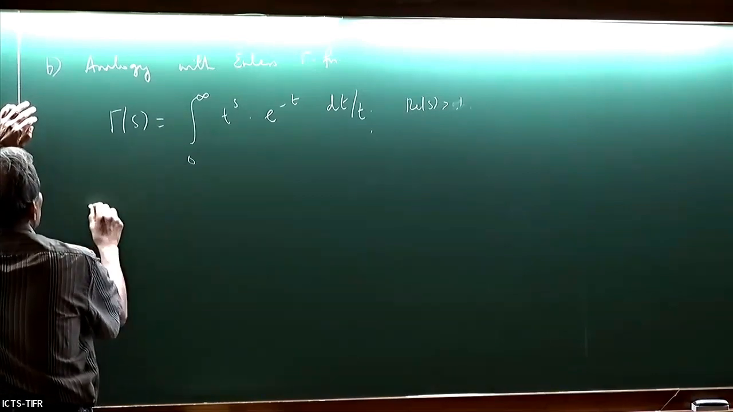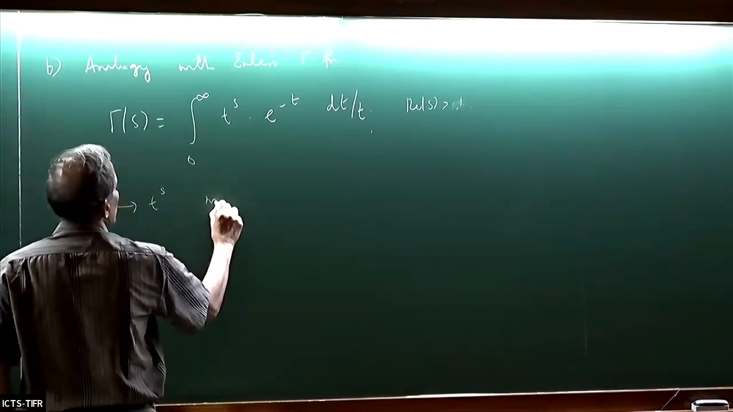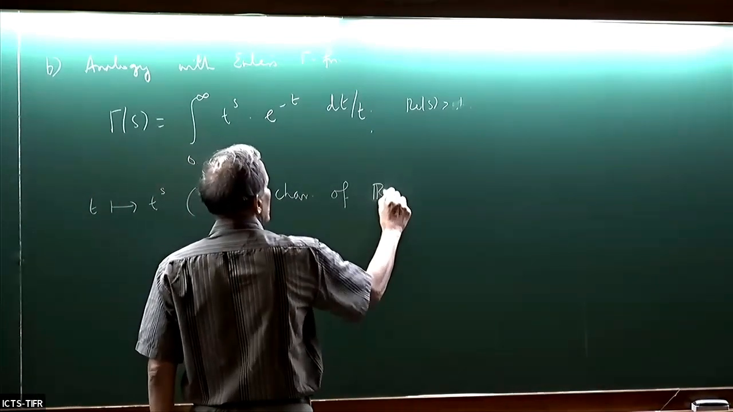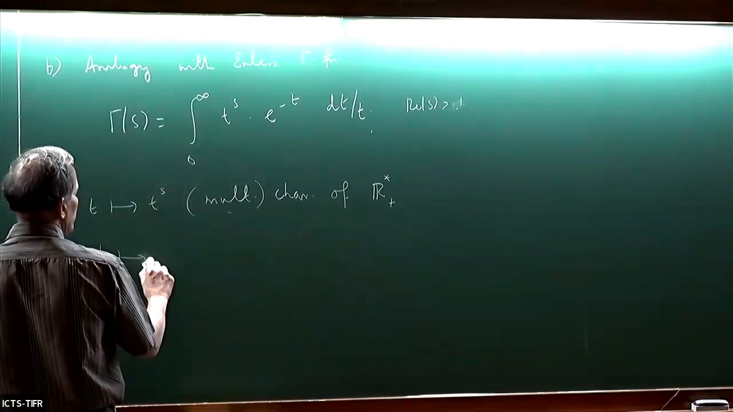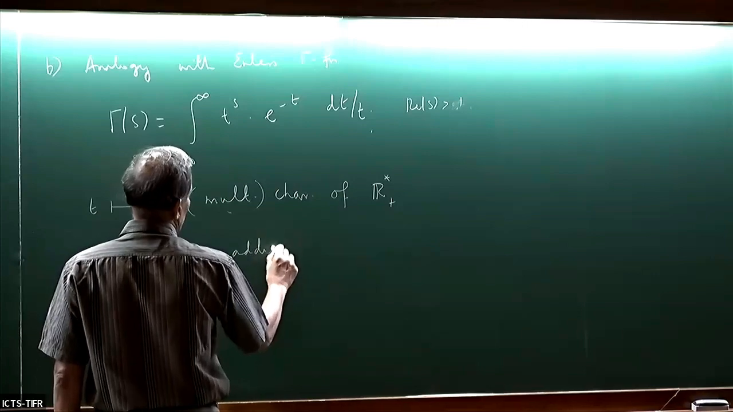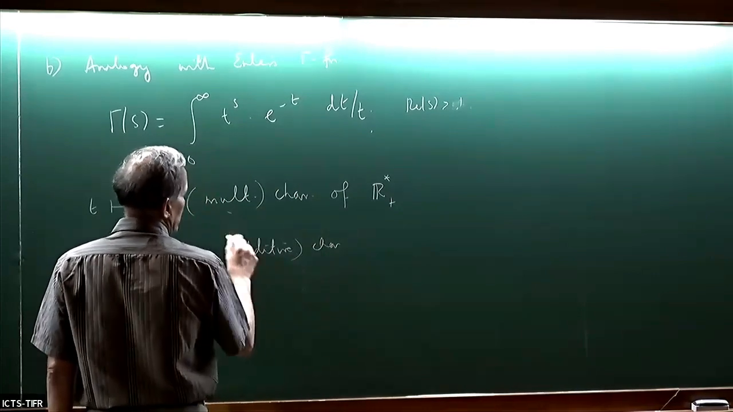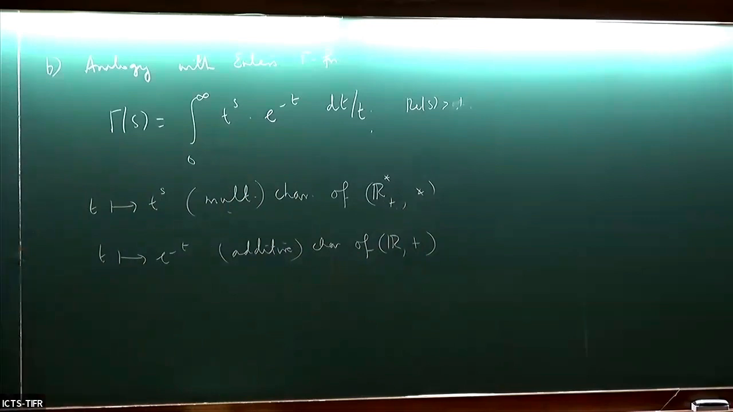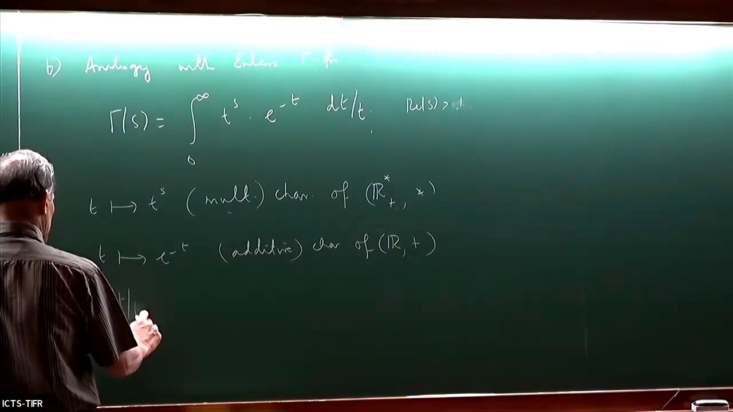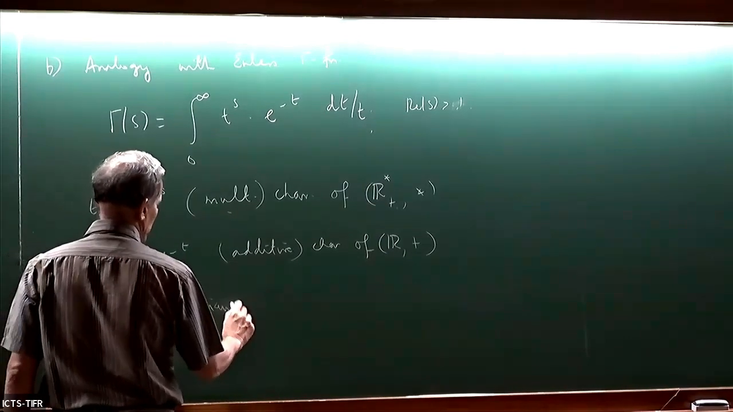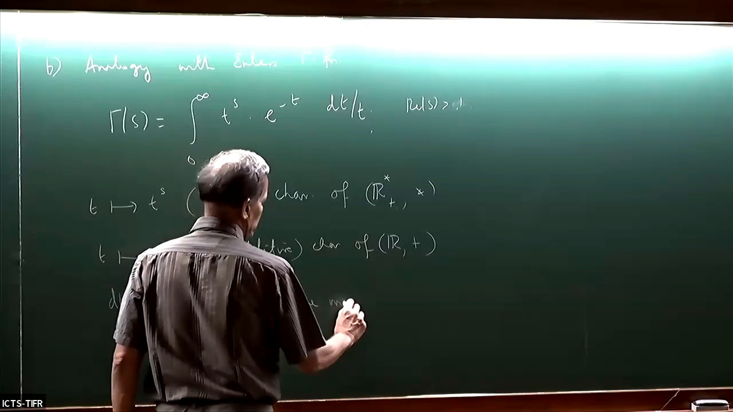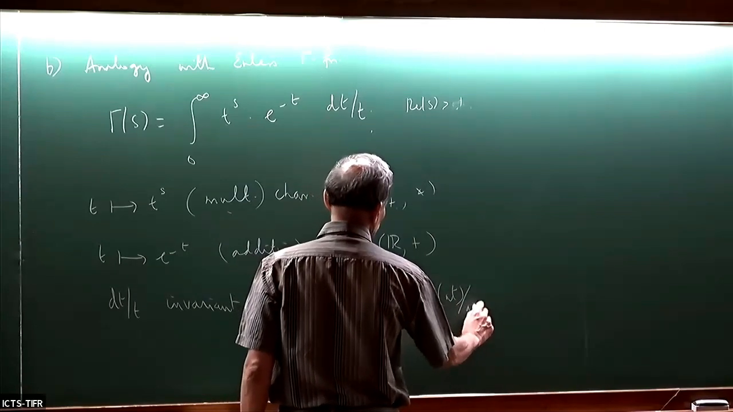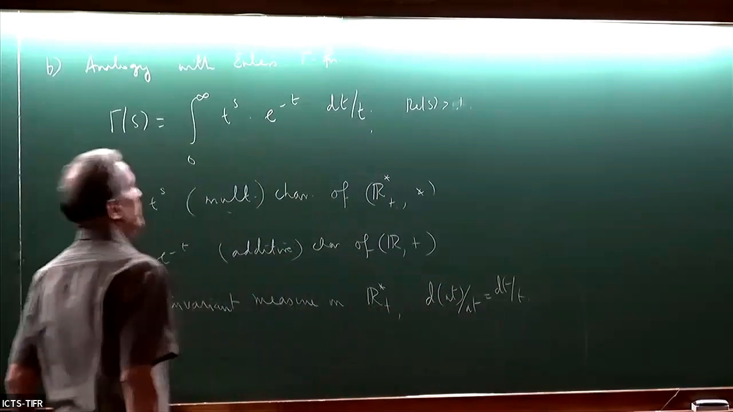If you fix s, the map t going to t to the power s is a multiplicative character, or rather a character of R star positive. And the map t going to e to the power minus t is an additive character of R under addition, whereas this is under multiplication. And dt by t is the invariant measure on R star positive. By this one means that it's invariant under multiplication.